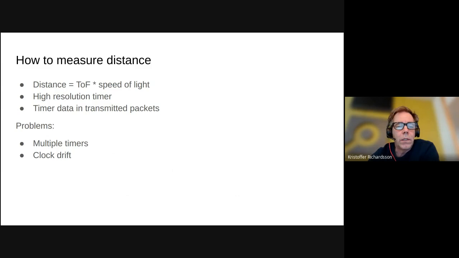Obviously, the time it takes is very short, so we need a very high resolution timer. I think the timers that we have in the system have a resolution of about 6 millimeters if you translate the speed of light to how far the light travels in one tick of the timer. So this is like the highest resolution we possibly can have physically in the system.